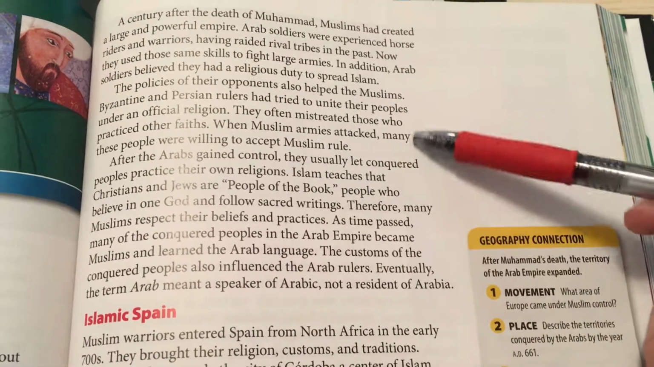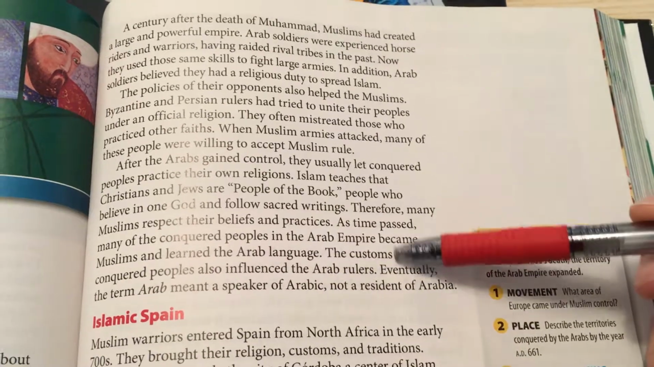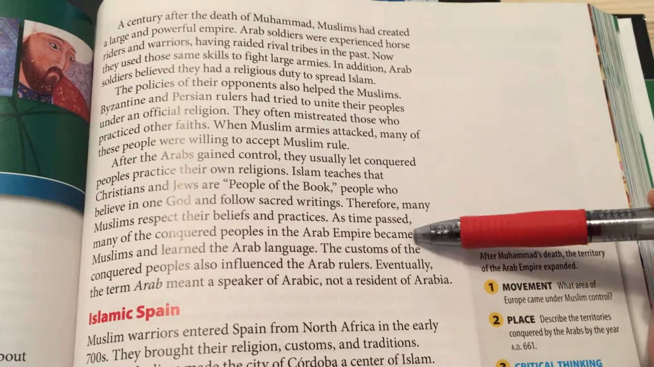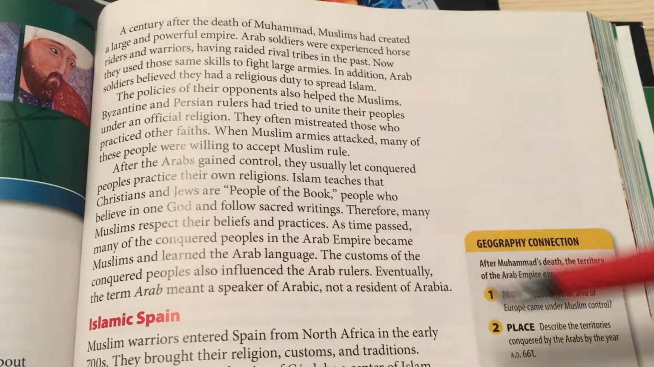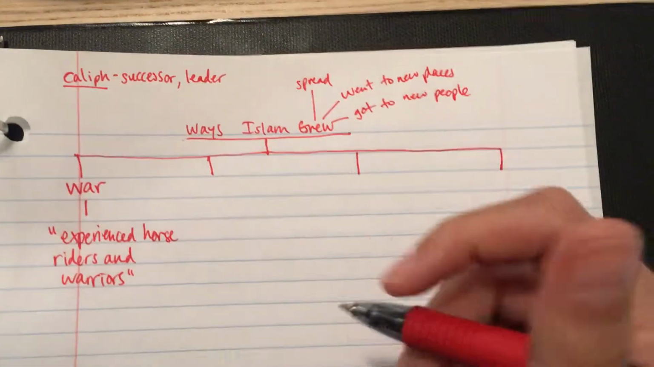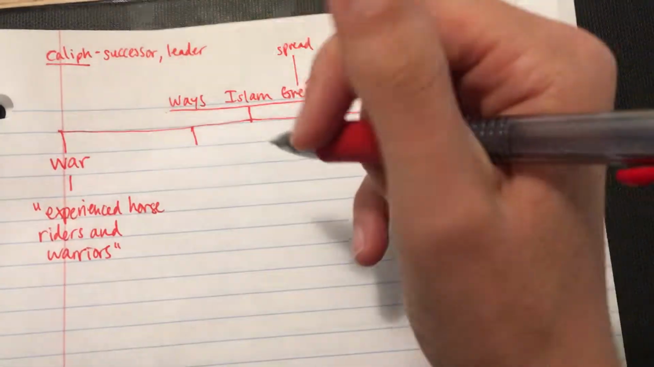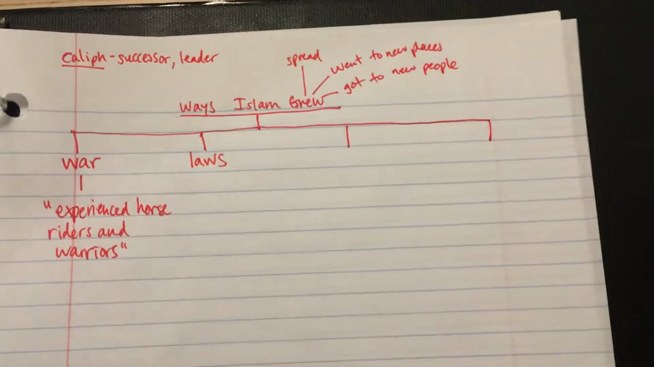So it sounds like it's their policies that people did like, and they actually ended up becoming more likely to be Muslim or to speak Arabic because they liked the way they ruled. So I'm going to say that it's their rules or laws that also help them to grow. I can add that as a second branch of my tree map. So here I'm going to write that it was their laws that helped them.